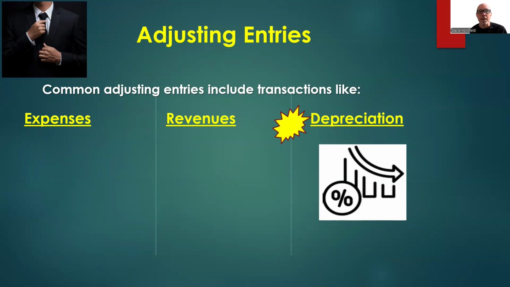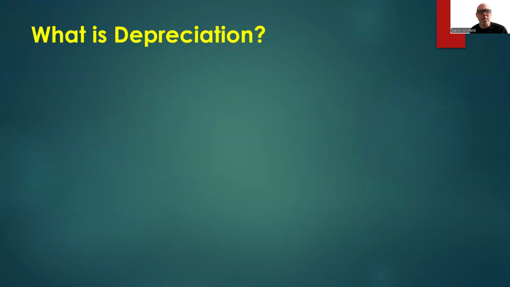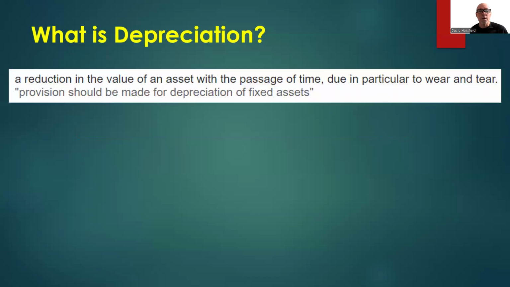Here is our dive. But what is depreciation? What's the purpose of it? What does it do? Let's take a quick look. So, quick statement. Depreciation is a reduction in the value of an asset with the passage of time due to wear and tear. So the second line says, if you're an accountant, provision should be made for depreciation of fixed assets. Okay, a couple of things to unpack here.